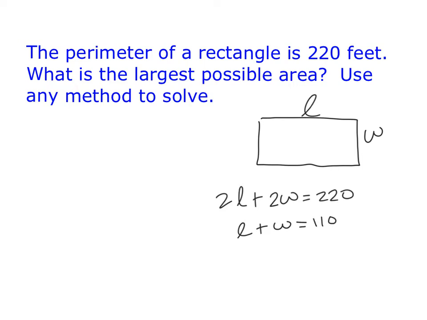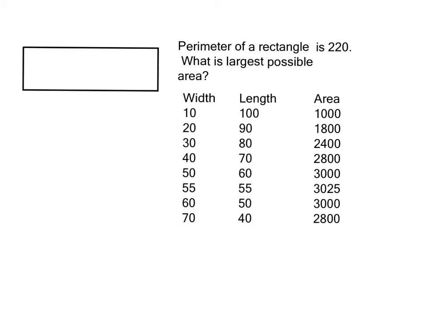So here's what I did. I went through and I figured out, okay, so if my width is 10, then 220 minus 20 is 200. So my length has to be 100. Right? If my width was 20, then it would be 90, and so on. So what do you think the answer is?